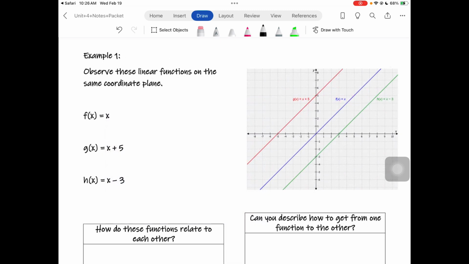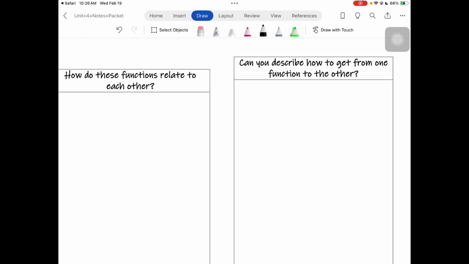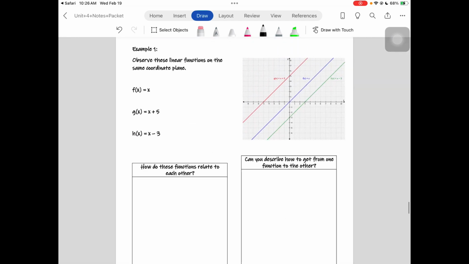All right, looking at example number 1. Observe these linear functions on the same coordinate plane. We have f of x equals x, g of x equals x plus 5, and then h of x equals x minus 3. Notice how they're labeled by different function value letters, their function names. So we have f of x, g of x, and h of x. How do these functions relate to each other? Can you describe how to get from one function to the other? All right, take a minute to fill that in the best that you can. Look for how they're related.